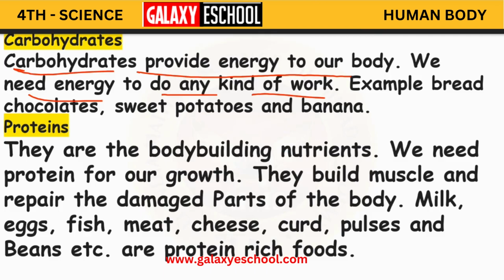And where do you get these carbohydrates? When you eat bread, chocolates, sweet potatoes and bananas. For example, all these food items have carbohydrates. When you eat this type of food, children, your body gets this energy. And the next one is proteins.